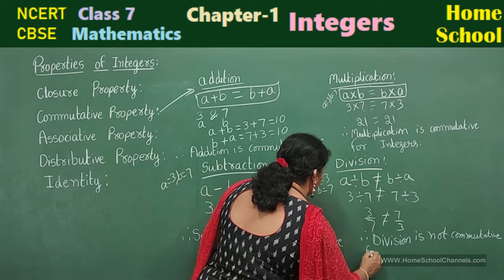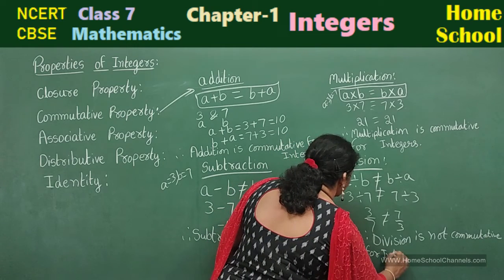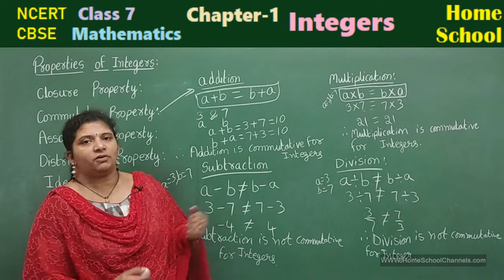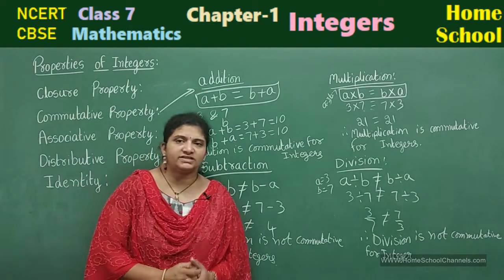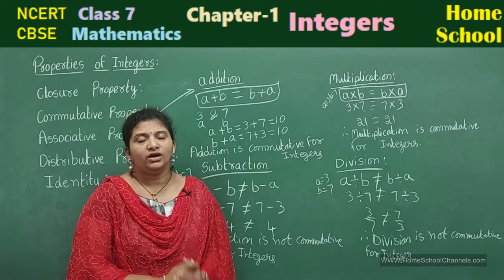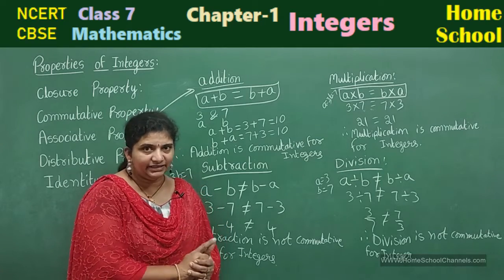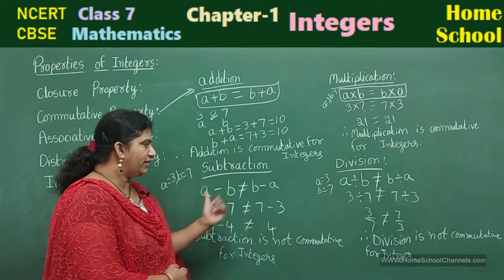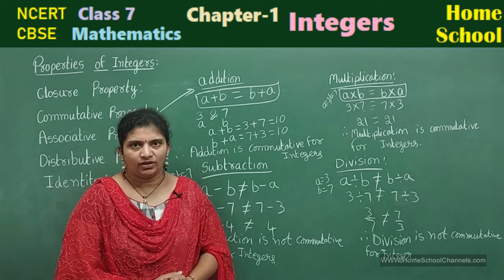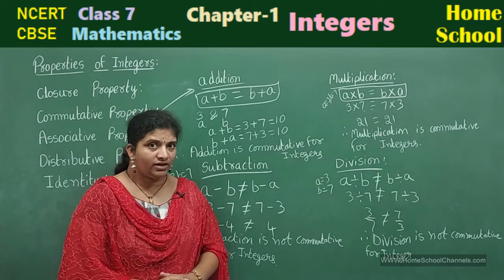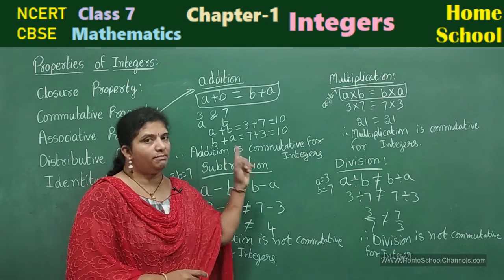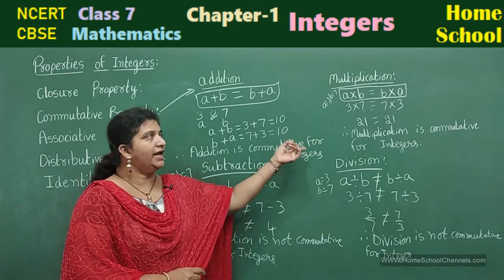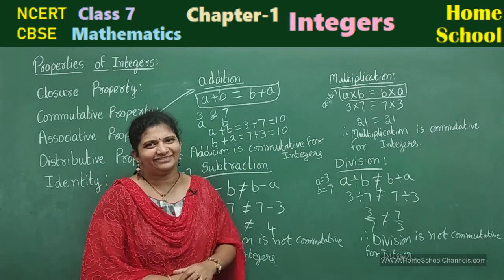Is not commutative for integers. Okay, so in this property, which are the properties it satisfies? Commutative property under addition and multiplication is true and the remaining both are not true. Okay, what we need to remember here? A plus B is equal to B plus A. Commutative for multiplication means A into B is equal to B into A.